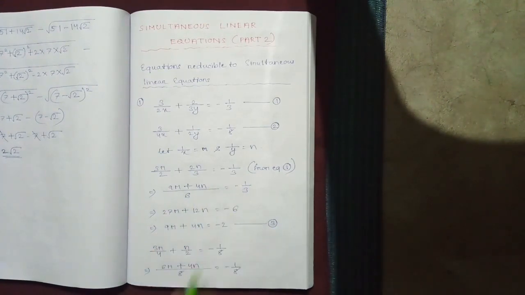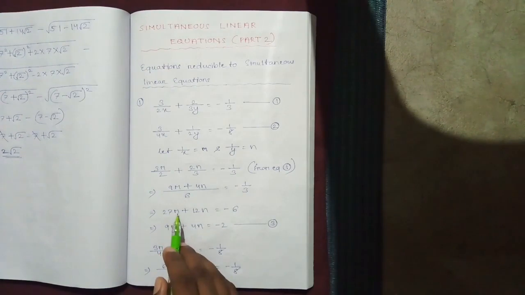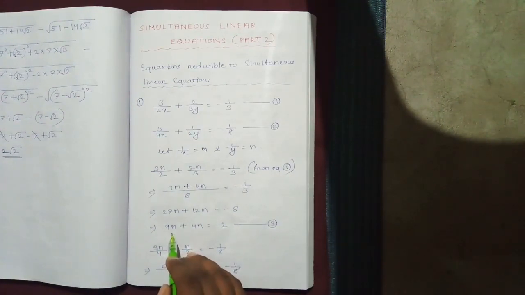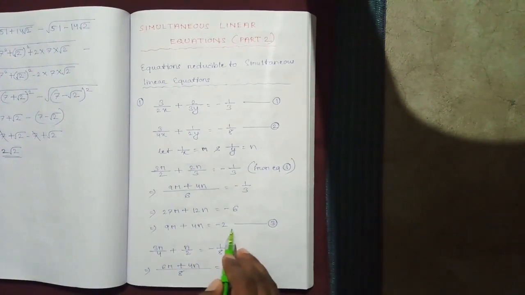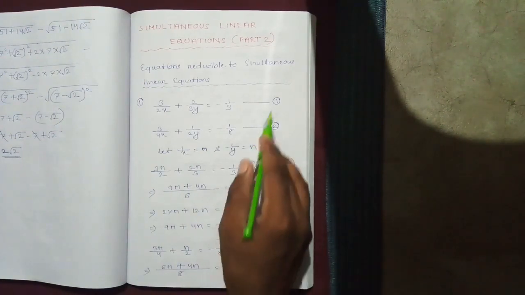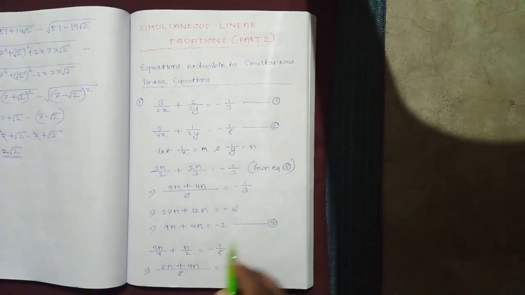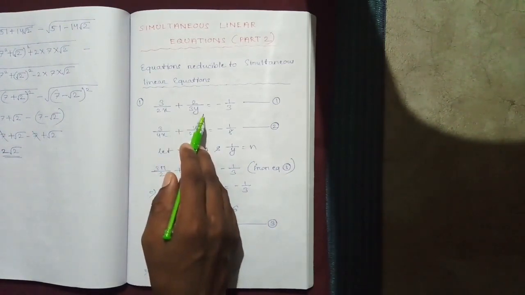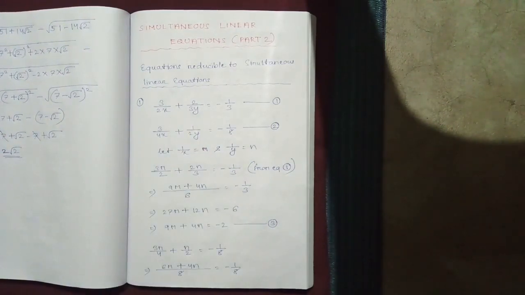Then cross multiplying, we get 27m plus 12n is equal to minus 6. Then on simplifying, means dividing by 3, we get 9m plus 4n is equal to minus 2, which is equation 3. We got this equation 3 from equation 1. Now forget equation 1. Focus on equation 3. You can see here m and n are the variables, and their power is 1. So this is a linear equation. But equation 1 was not a linear equation. So now we have got a linear equation.